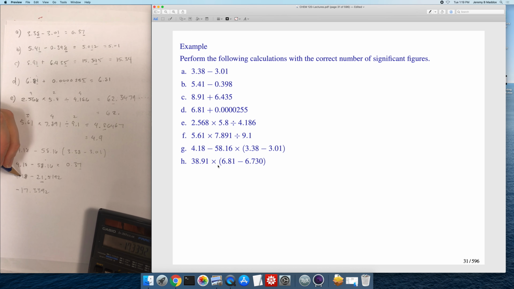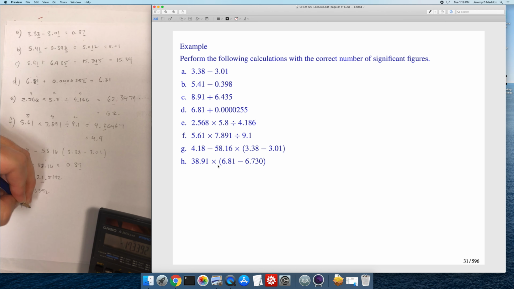And I know that now that I'm subtracting, I need to look at the number that has the fewest number of decimal places, and that would be the 21 in this case. And so again, this number should only be precise to there, and so I need to round it down. So that's the correct result.